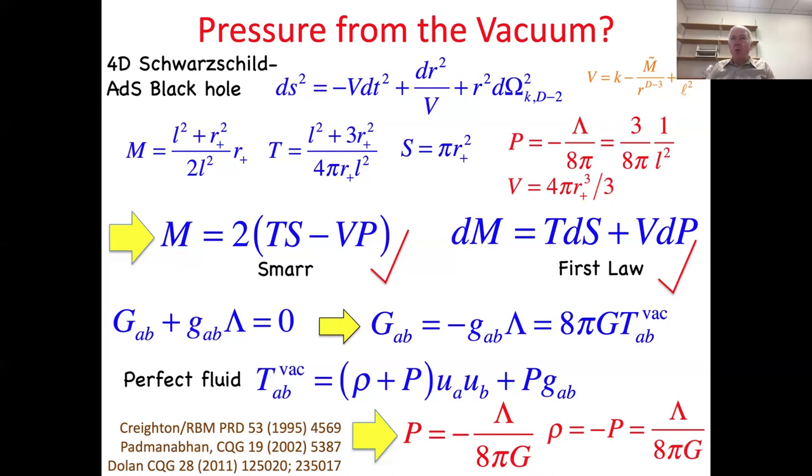What I wanted to do was demonstrate in this simple example that these two relations hold, and in particular, if you didn't have P, then you would not satisfy the Smarr relation. And Kastor, Ray, and Traschen showed on geometric grounds that in fact you do get a Smarr relation that includes these quantities. Does that help? Yeah, it was very helpful.